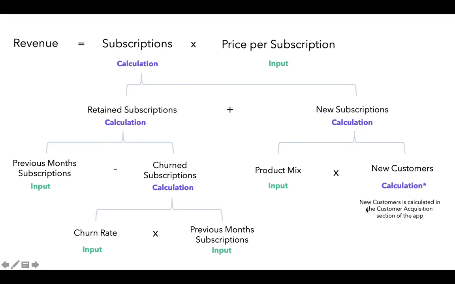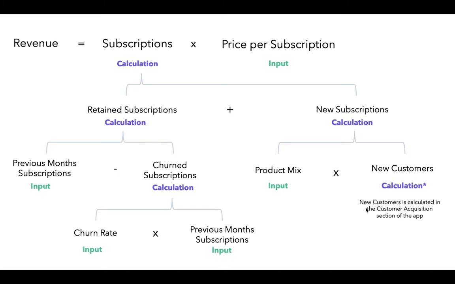Today, we're going to walk through building a revenue forecast for a subscription business model. And this would be a business like Spotify that charges a monthly price for a subscription to their platform. So we'll start by taking a look at the revenue formula for this business. So we can see on the screen that revenue is going to equal subscriptions times price per subscription.